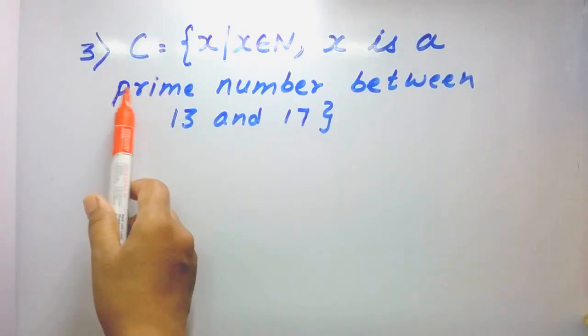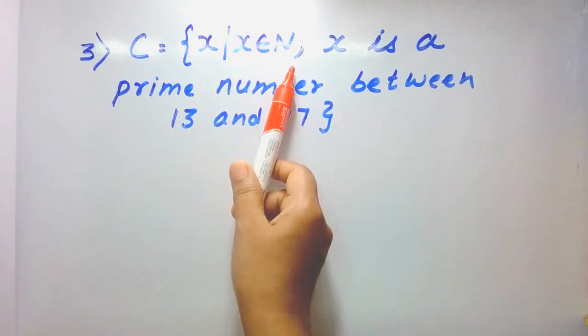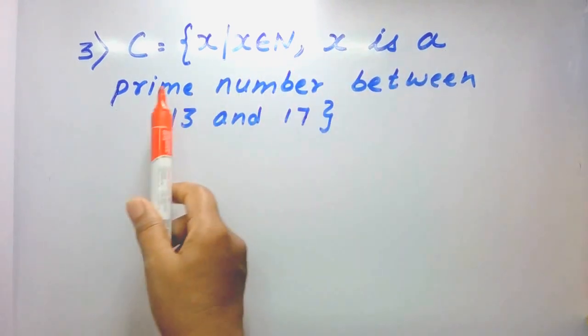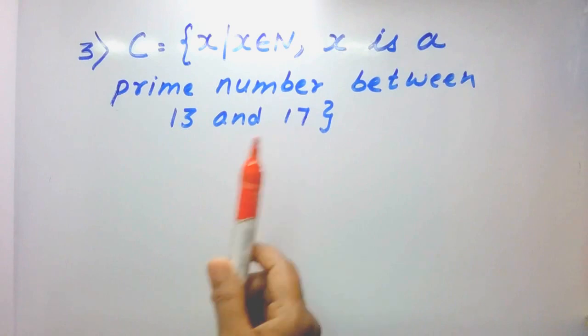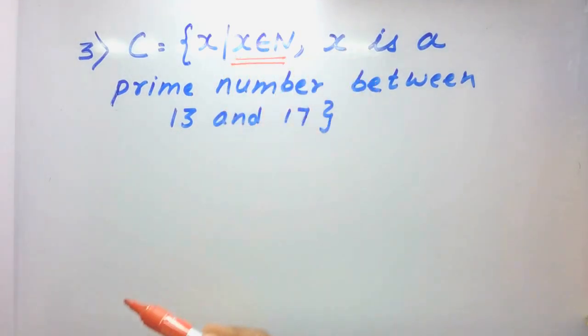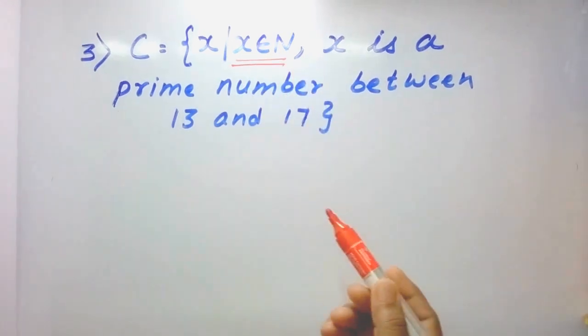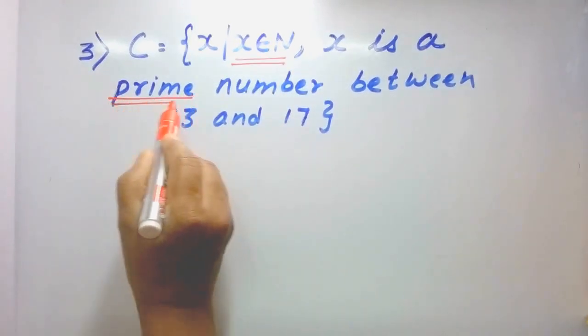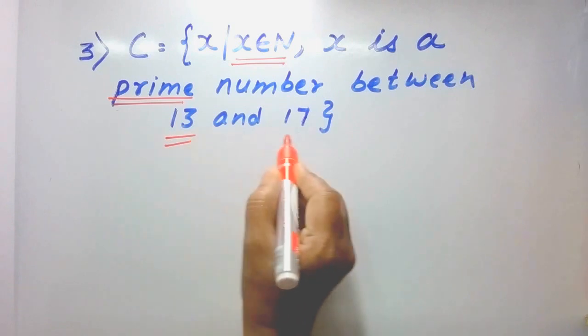Set C is given here: x such that x belongs to natural number, x is a prime number between 13 and 17. So x is a natural number. That means it should not include any negative integers, only positive till infinity. And it should be a prime number. And which prime number? It should be between 13 and 17.